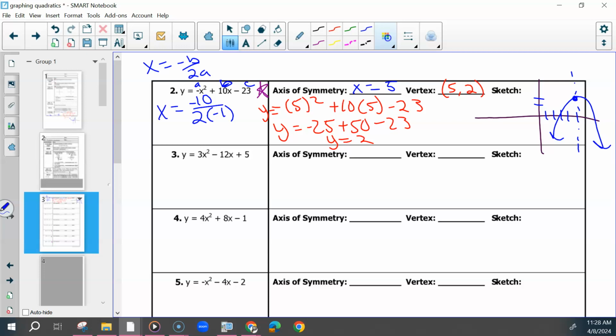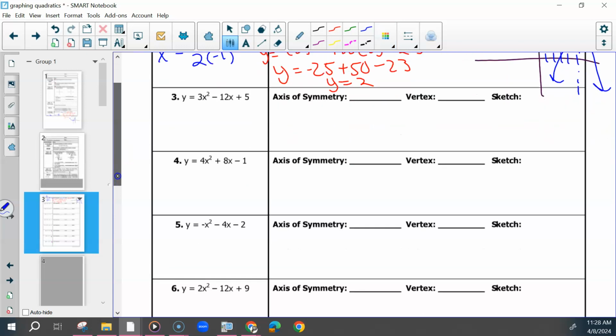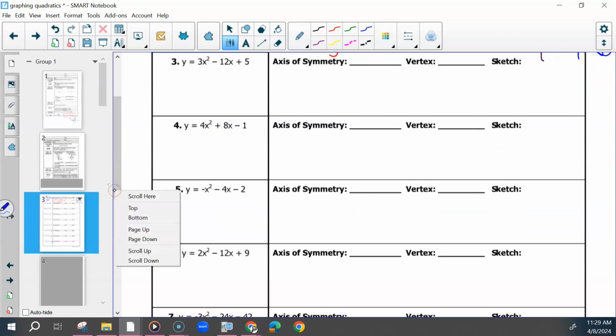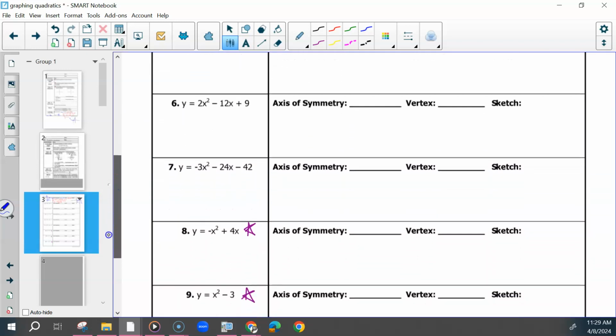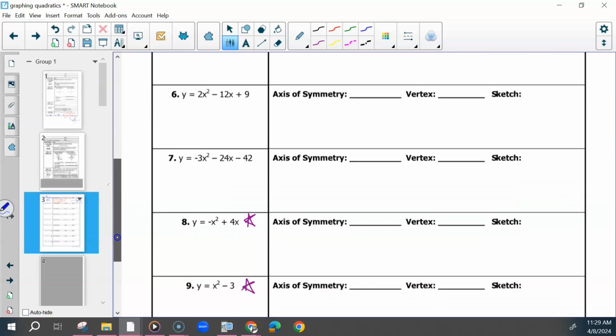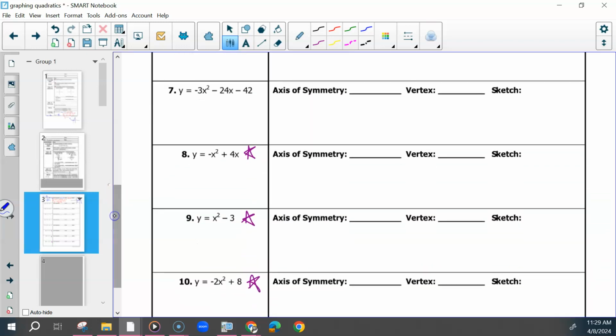We'll do a couple more of these, and then move on to the actual graphs. I'll let you guys choose between 4 through 7. Which of those do you want to see me go over? 7, okay, because then we're going to do 8 and 9.